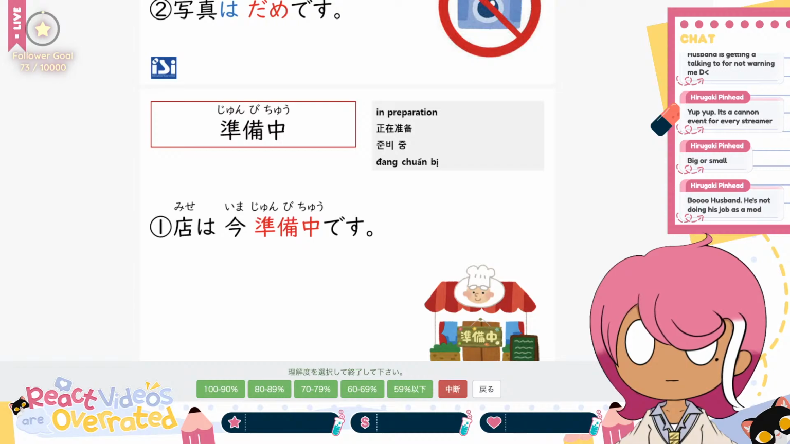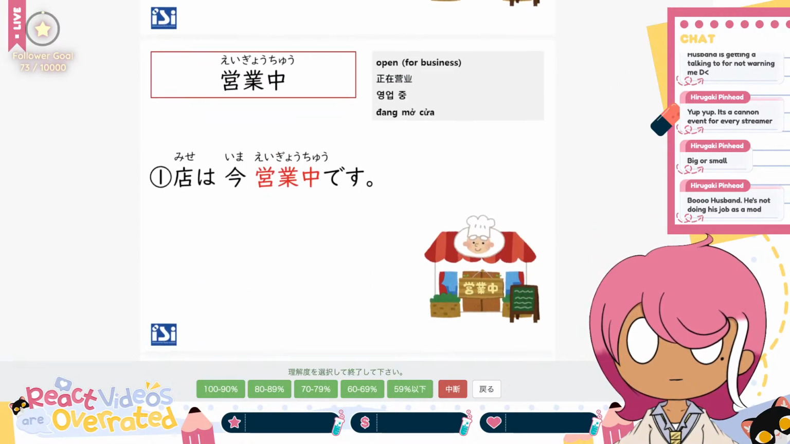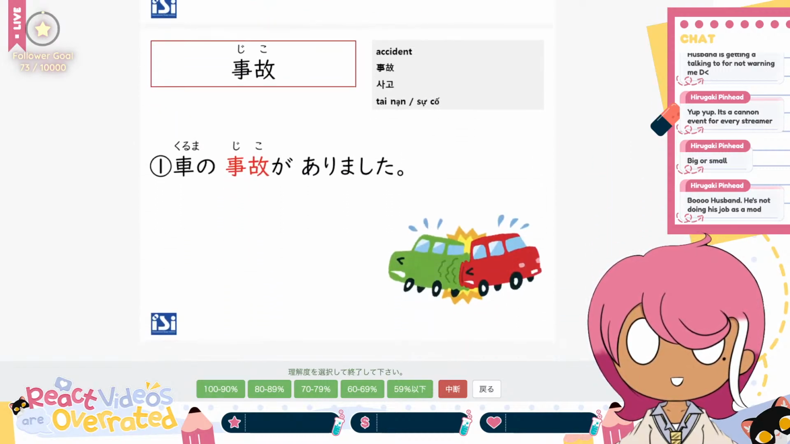準備中, in preparation. 店は今準備中です, the store is now in preparation. 営業中, open for business. 店は今営業中です, the store is now open for business. 事故, accident. 車の事故がありました, there was a car accident. Cars have faces on them.